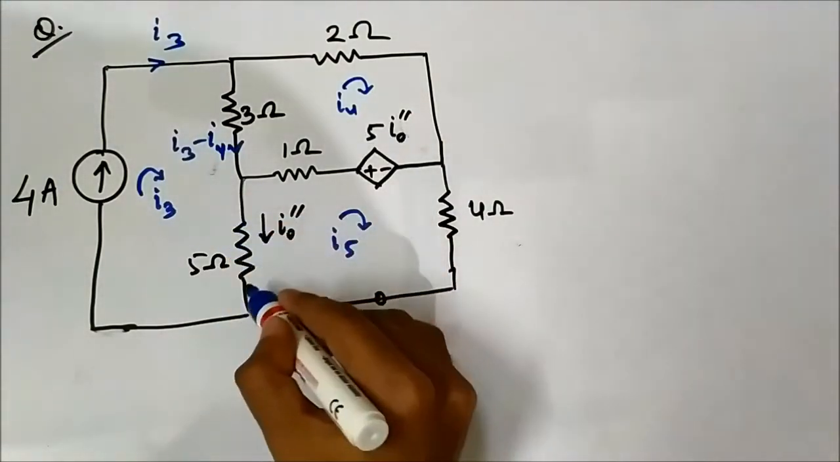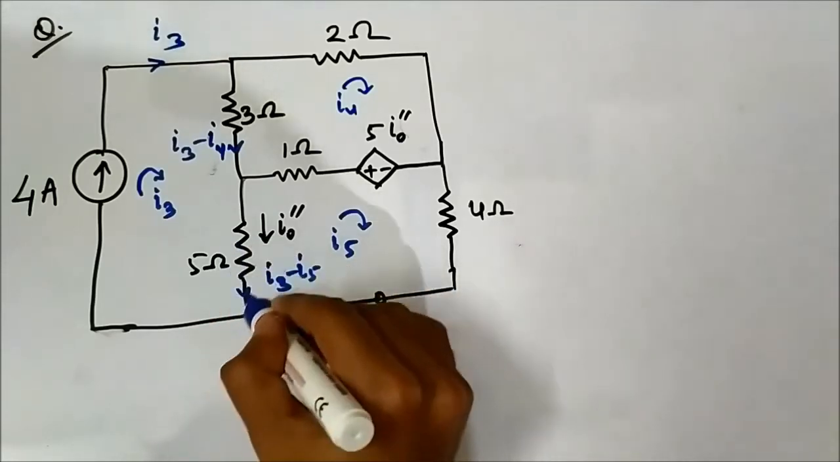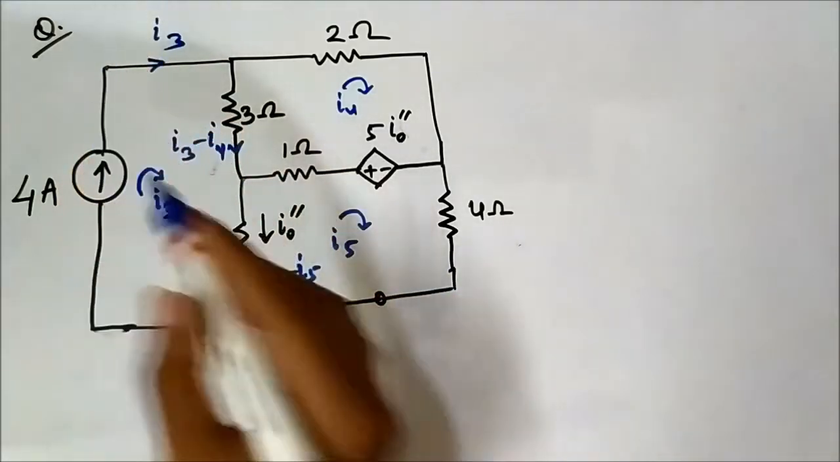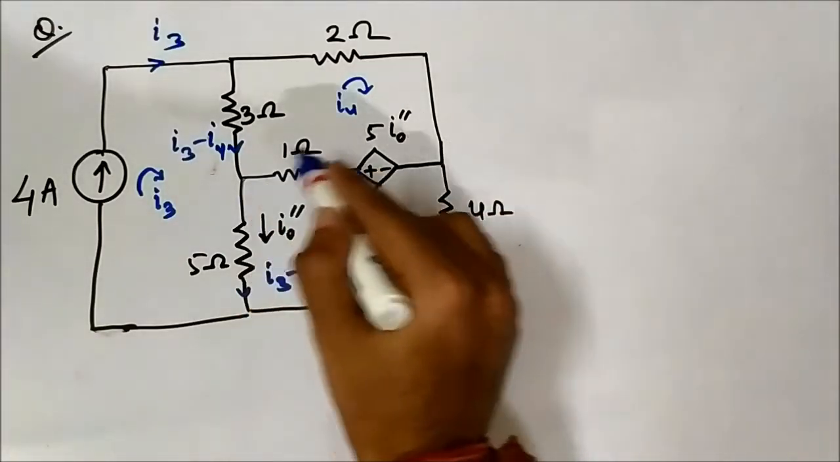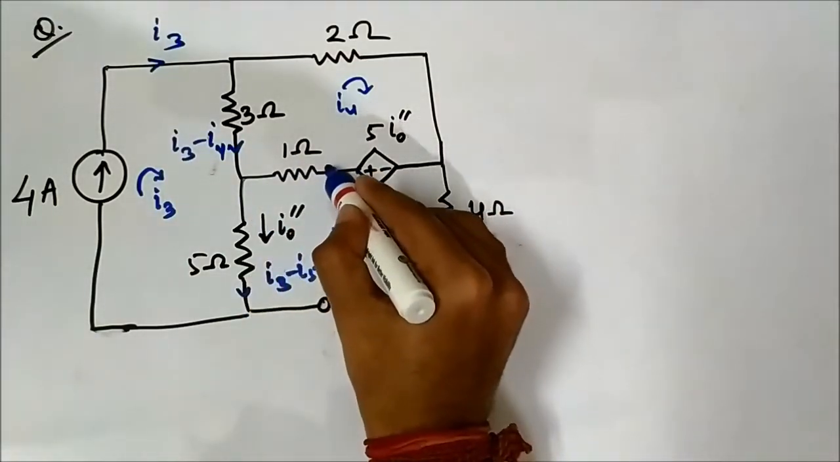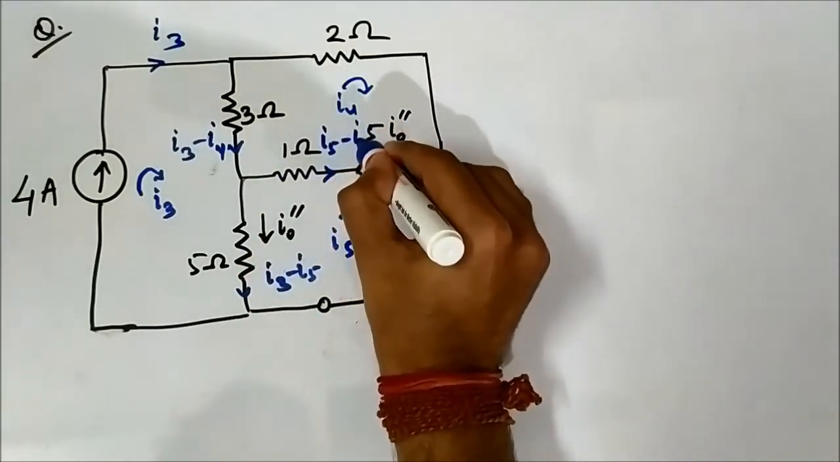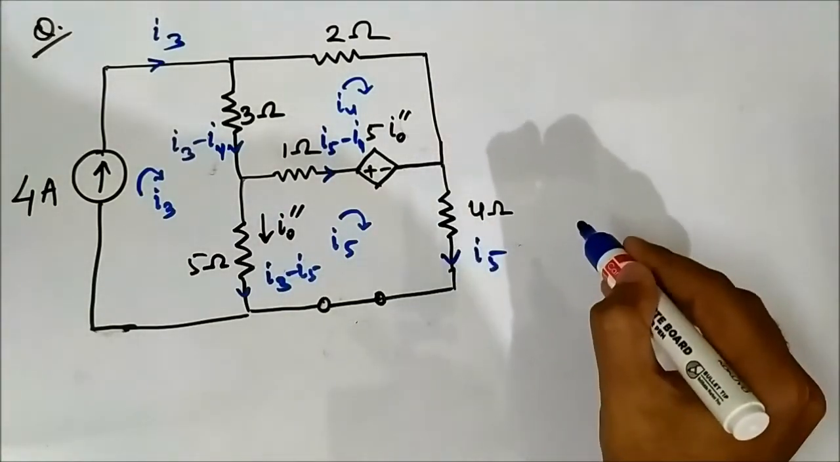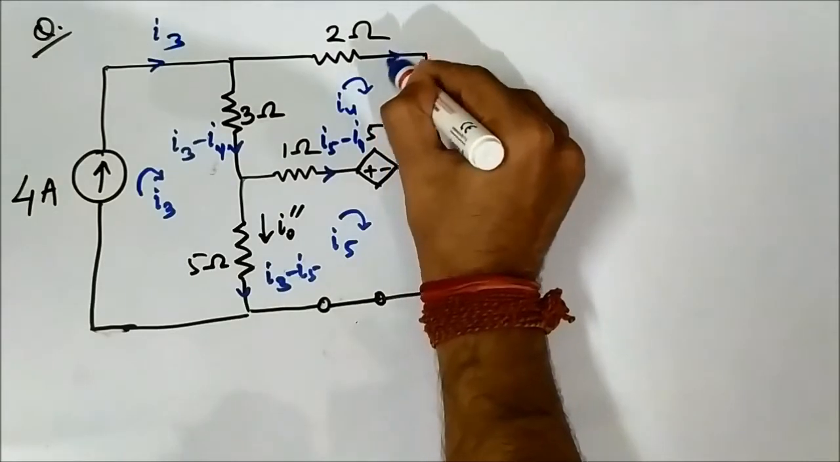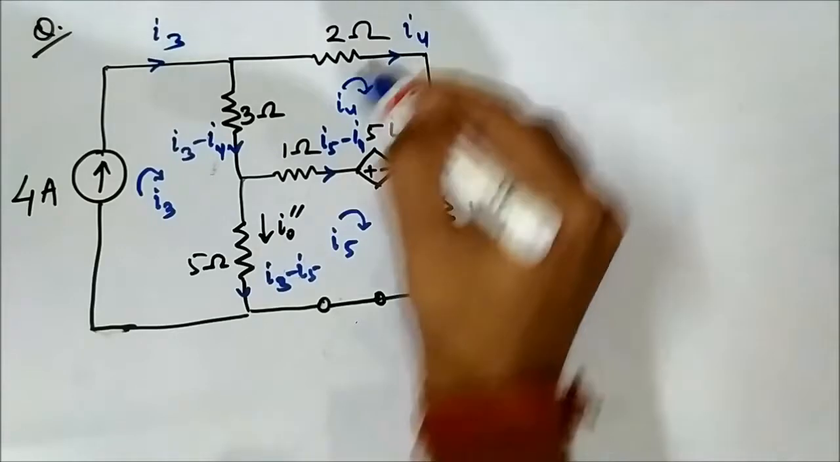This will be I3 minus I5 downwards, or I5 minus I3 upwards, whichever side you want to take as dominating side. Okay, and this current will be I5 minus I4 towards the right, I5 minus I4. Okay, and this will be I5, and this will be I4. This will be I4, yes.